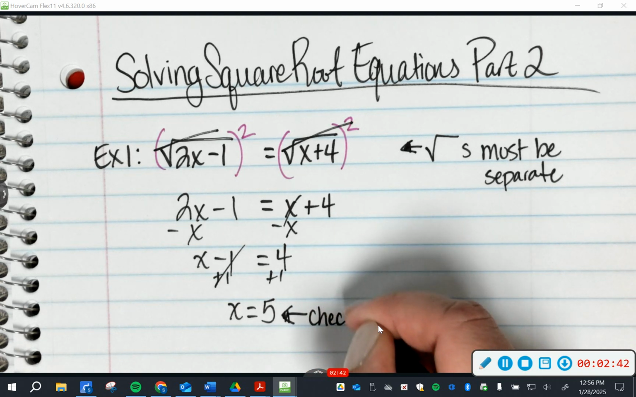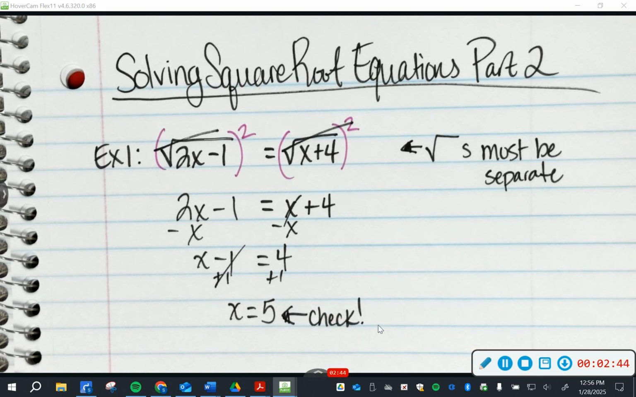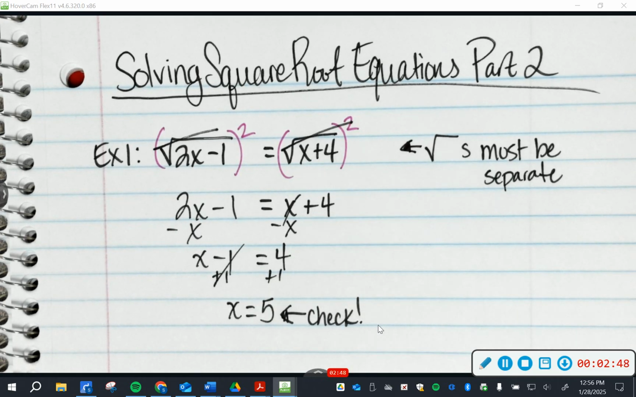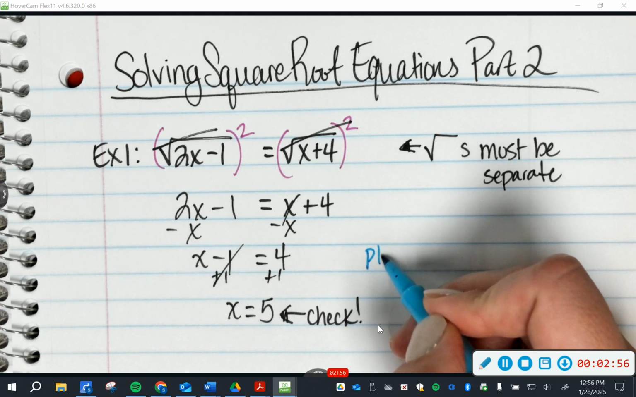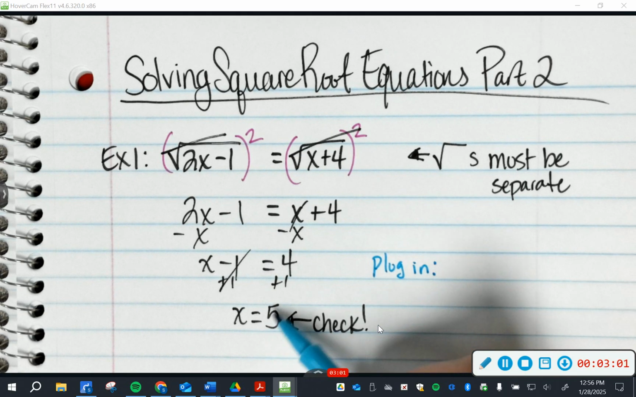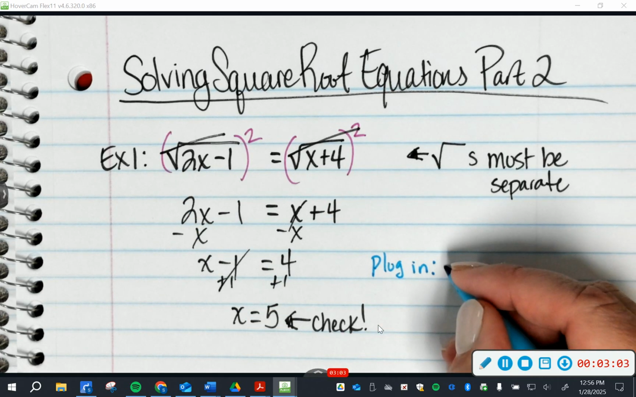Okay, now we can check many different ways. Right? We can plug this in. We can check in a table. I would not check in a table. That would not be easy to do on this one. We could check with a graph. This one's actually easy just to plug in. I'm just going to plug in my answer. So every time I see an x, I'm going to plug in the number 5.